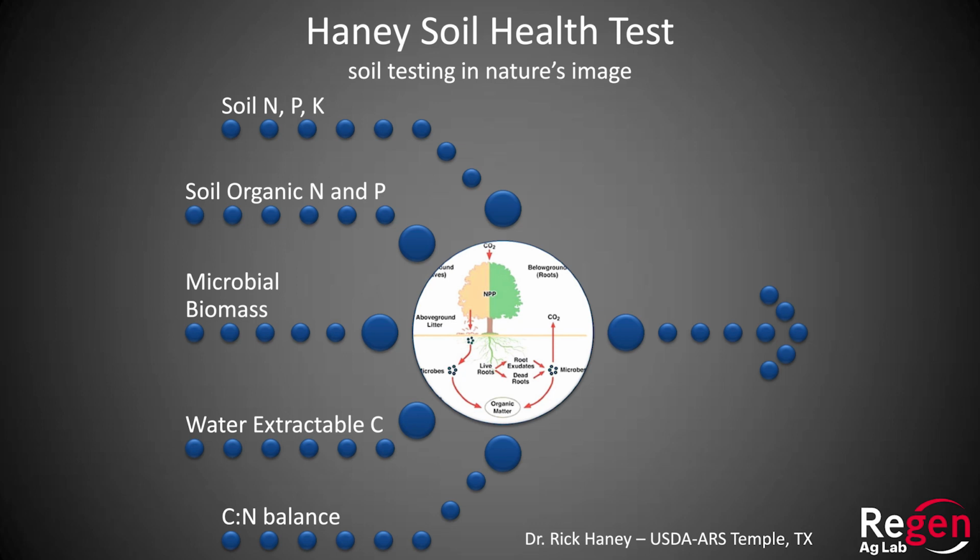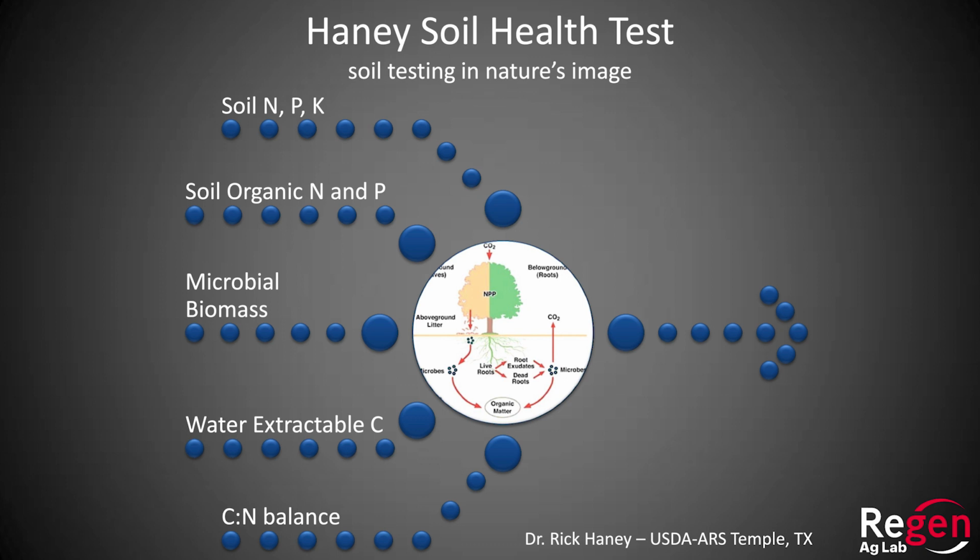Basically, we have soil NPK, and I don't just mean NPK, soil fertility. We've got organic nitrogen, organic phosphorus, microbial biomass, water extractable carbon, and a C to N ratio. Here's that C to N ratio again. This is a little different concept, but we're going to go through each one of these a little bit. I'm going to start with the fertility part.